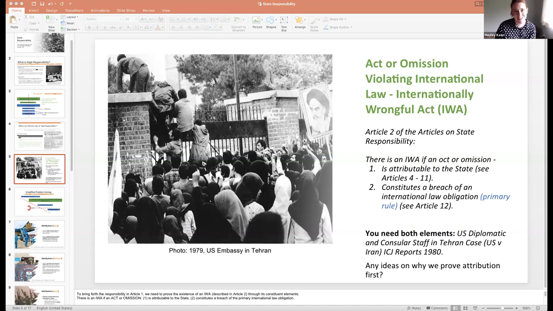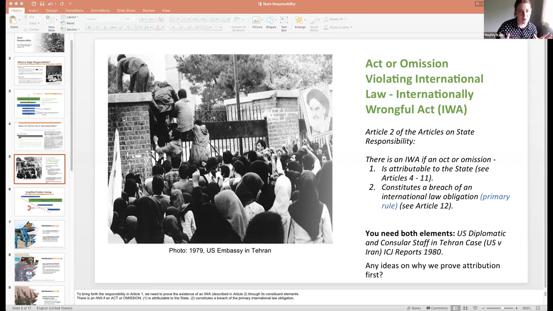Julian, over to you. Yeah, I think the primary obligation was to protect consular missions from other countries in your own country, in this case, the US Embassy in Tehran. And the issue of attribution was that those were students that were not directly affiliated with the state, and the ICJ then had to somehow argue between the students and the regime.